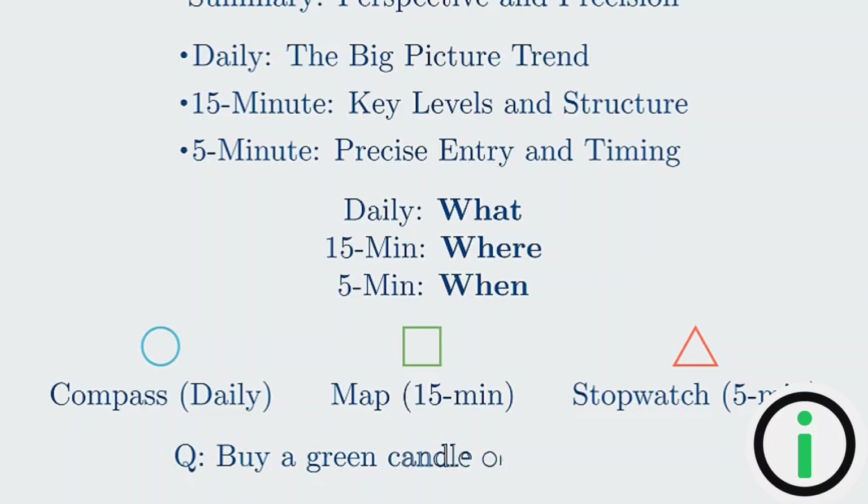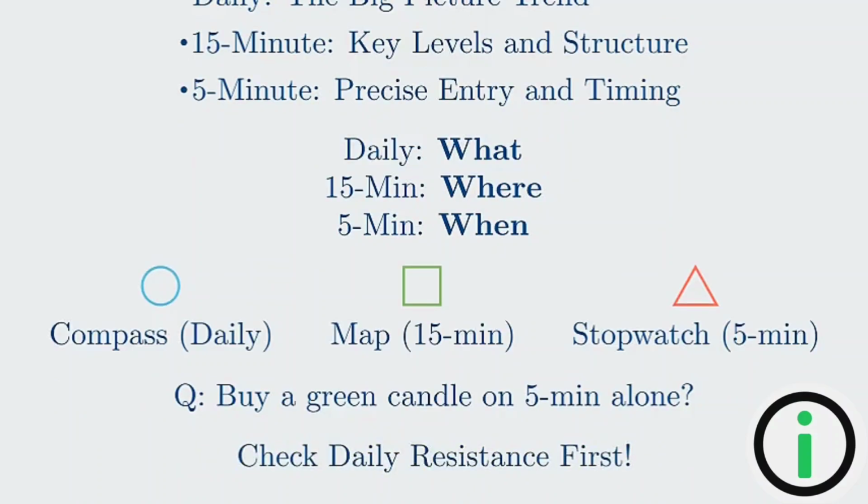Take a moment to think about this. If you only looked at a 5-minute chart and saw a massive green candle, would you buy immediately, or would you check the daily chart first to see if it is hitting a major resistance level?